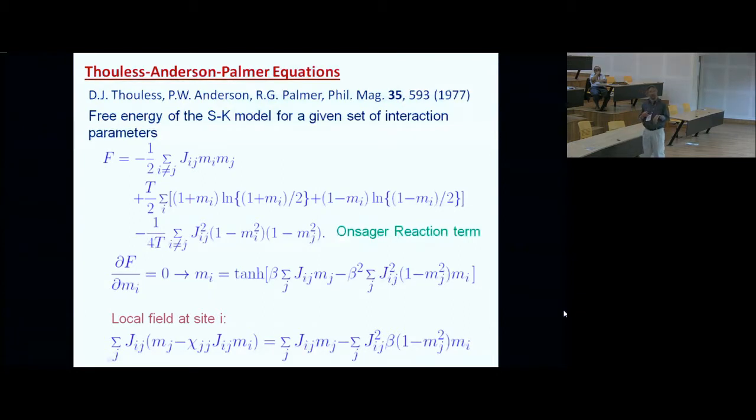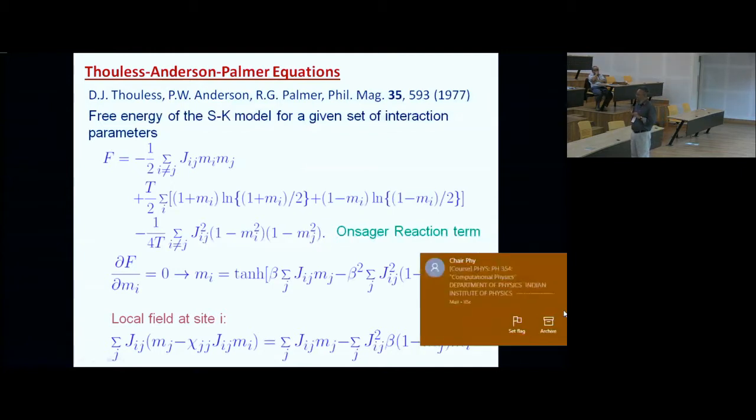And one can write down the free energy explicitly in terms of these m's. If you look at this term, this was there as the J m squared term in the ferromagnet. This entropy term also was the same as that. But there is now a new term, which is called the Onsager reaction term, which comes from the fact that if I look at two spins i and j, and look at the influence of j on i, we have to subtract from the magnetization of j the influence of i itself.